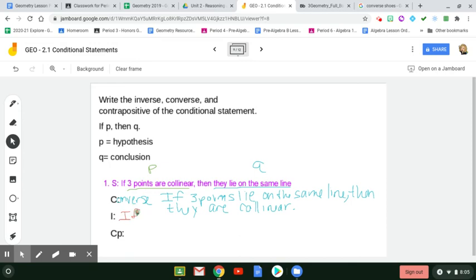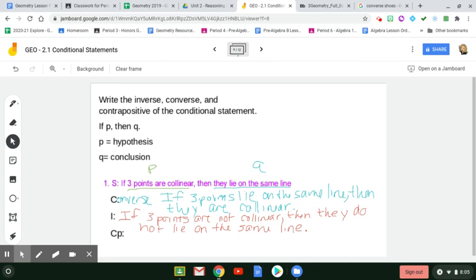If 3 points are not collinear, then they do not lie on the same line. Okay, and again, that was the inverse, where you just keep the hypothesis in the same spot and the conclusion in the same spot, and all you do is negate them.